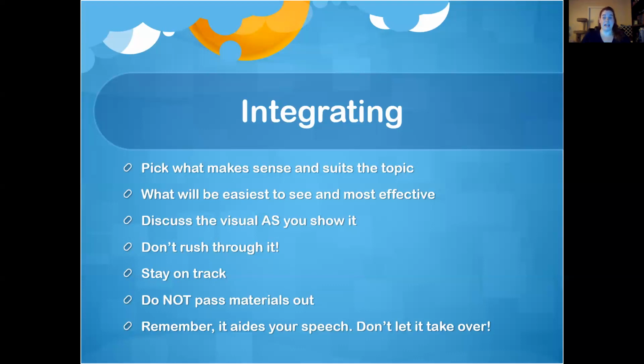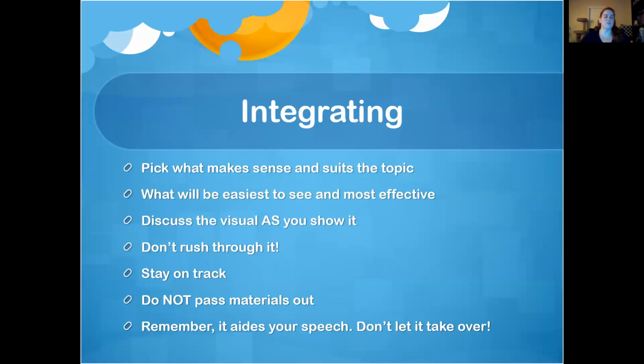Discuss your visual aid as you show it. This is so, so important. Do not just rush through. Don't be talking about the rain when you have a sunny day picture up. Make sure you're talking about your visual aid as your visual aid is being shown. And I already said, don't rush through it. Stay on track. I'm the world's worst about not staying on track, but try to stay on track.